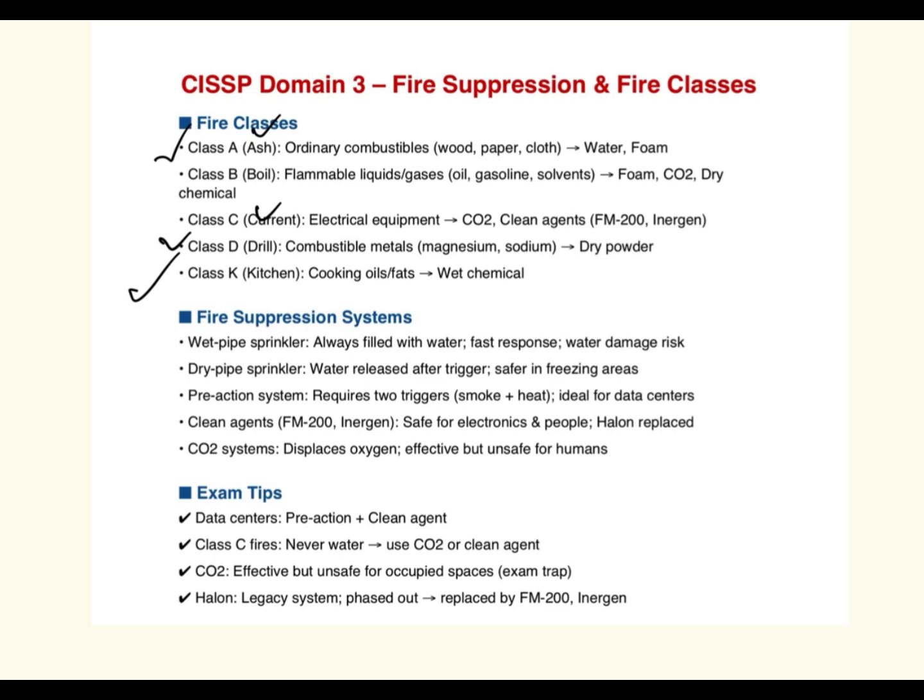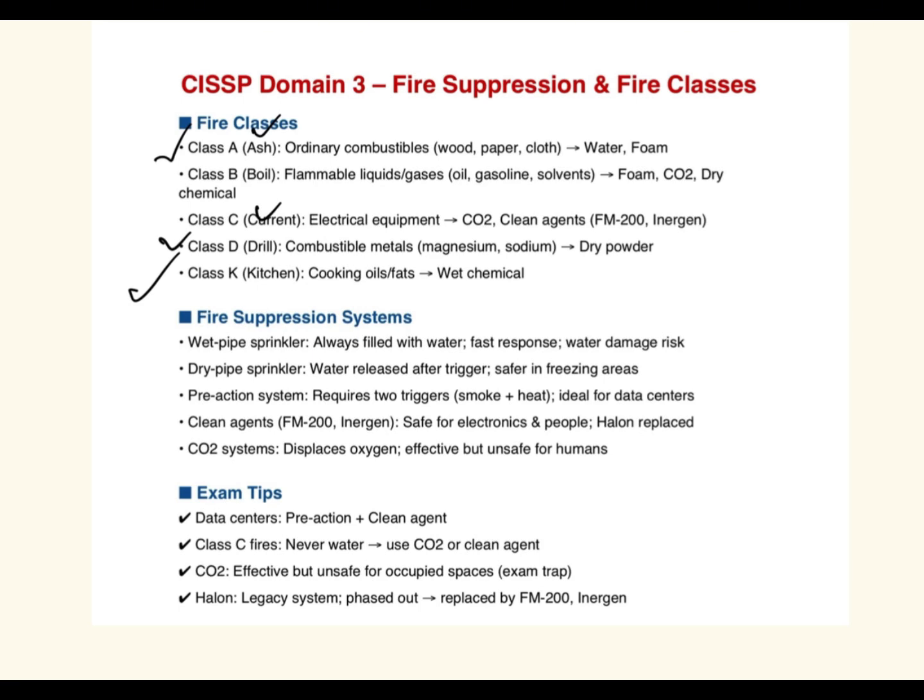Class K, kitchen, cooking oils, fats. We use wet chemicals, and it cools down. So these are the five classes: Class A, Class B, Class C, Class D, and Class K, and what we use to cool down or get rid of the fire. We always need to know about these classes. It's very important for the CISSP exam to understand the difference between them.